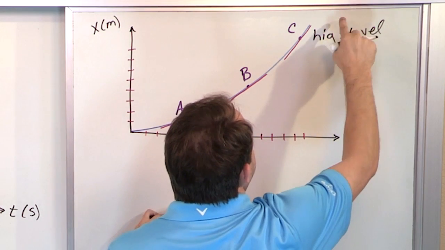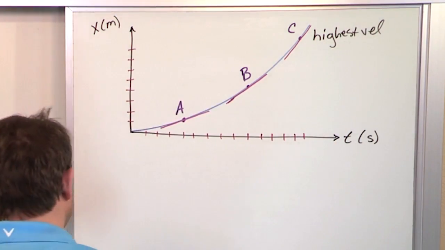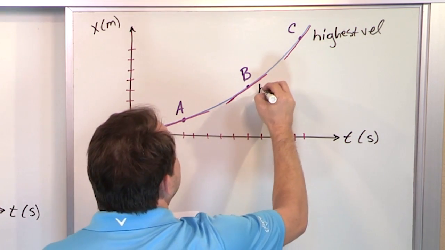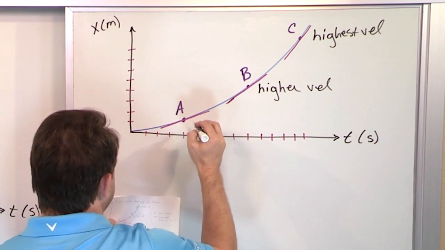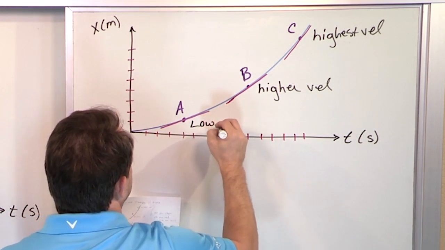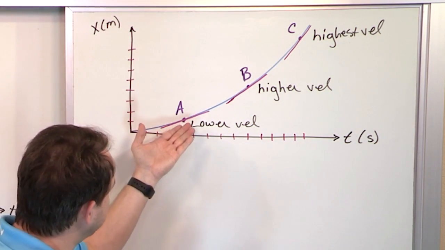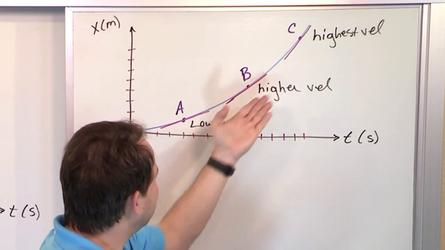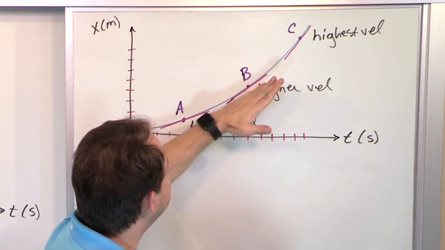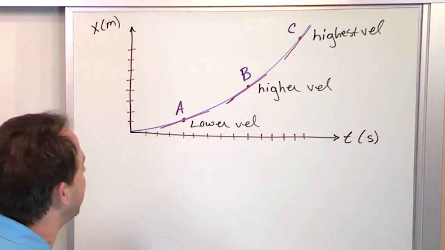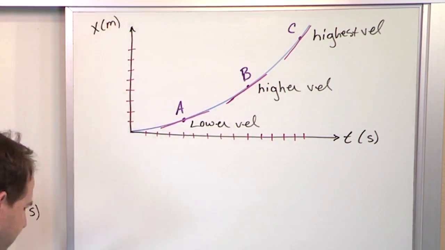The highest velocity. And this one I'll call a higher velocity, and I'll call this one a low velocity, lower. I'm just comparing them. We're not putting numbers to anything. This is the lowest, this will be a medium velocity, slightly higher than this one, and this will be the highest. Why? Because the slope of the line that just kisses each of these curves at that one point is increasing as time goes on.